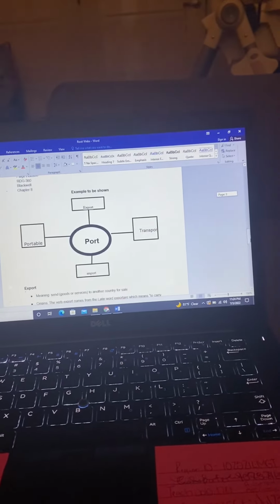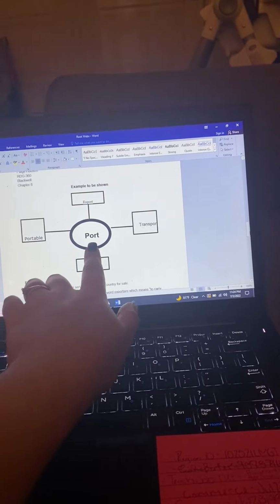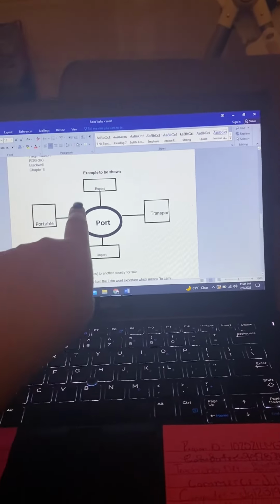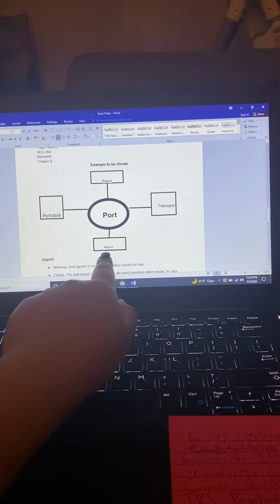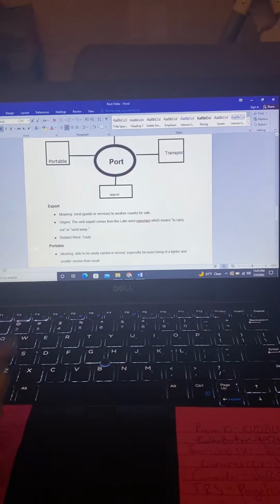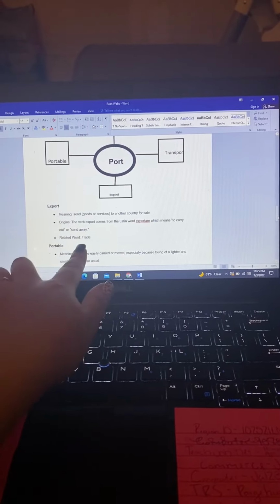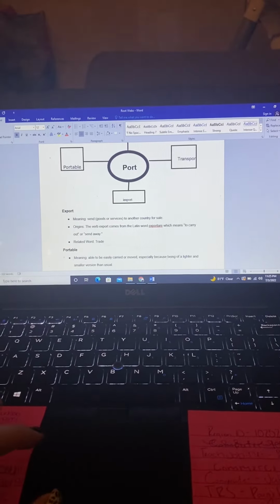And then this would be kind of what they would be creating. So they'd have their root word in the middle. For this one, I used port. And then up here, it's export, transport, import, portable. And then they would have to give me the meaning of export, origins, and a related word, another word that means the same thing. And so on and so forth for all the other words as well.